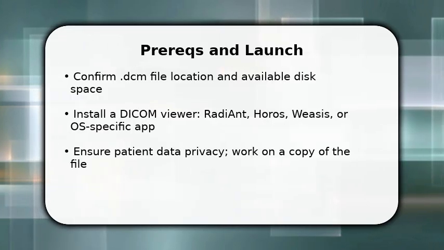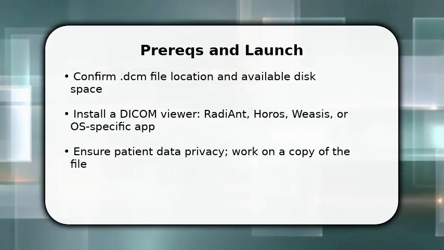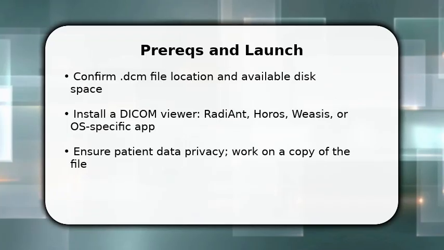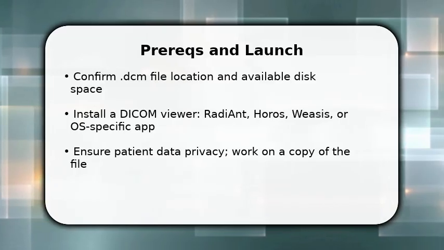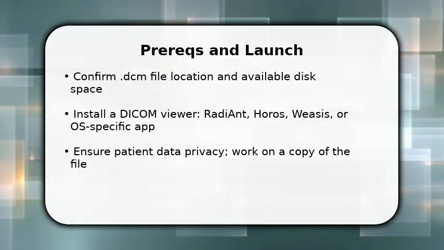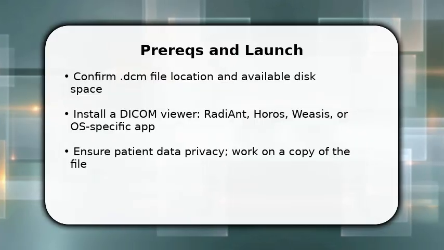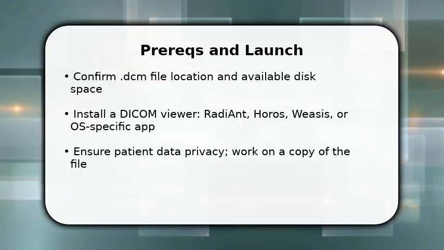On Windows, use Radiant or Weesees. On Mac OS, use Horos. Once the app is open, use File Open or drag and drop the copied DCM into the window. As you do this, the viewer indexes the header so you can navigate slices and metadata immediately.